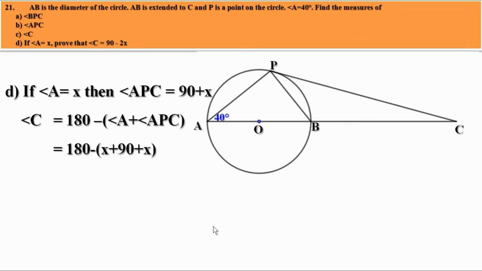x plus x equal to 2x. So we can write it as 180 minus (90 plus 2x). It can be written as 180 minus 90 minus 2x. 180 minus 90 is 90, so it can be written as 90 minus 2x. That is, if A equal to x, then angle C equal to 90 minus 2x.